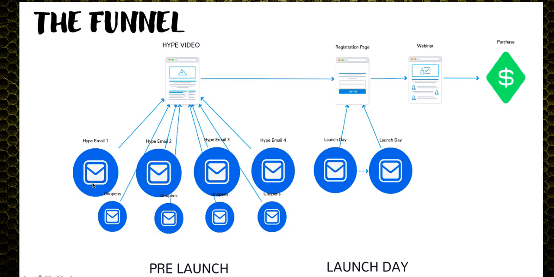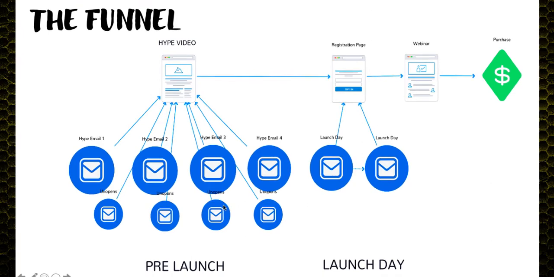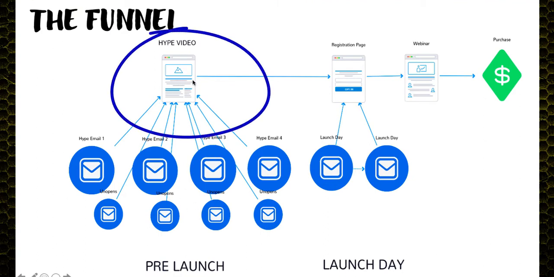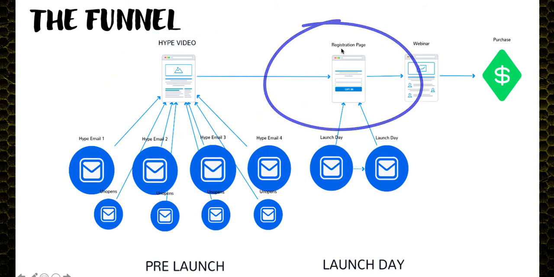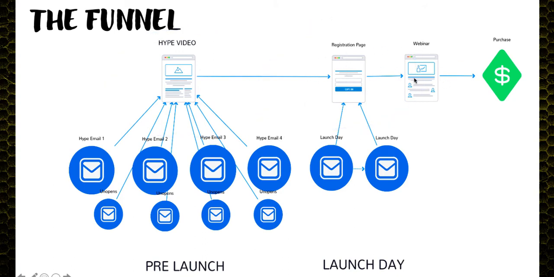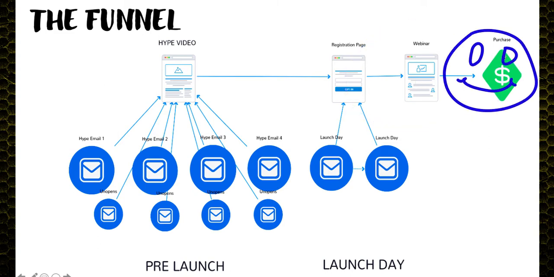It'll allow me to send these out in a certain sequence, and then it'll also allow me to send any people that haven't opened the email an actual repeat email so that they can go ahead and look at the information if they want to. Now, what this does on the pre-launch is they go to the hype video, and then there's links from the hype video page over to the registration page. And then the idea is that they register for the webinar, and then they attend the webinar. And if they're interested in going on the coaching course, they go ahead and purchase.